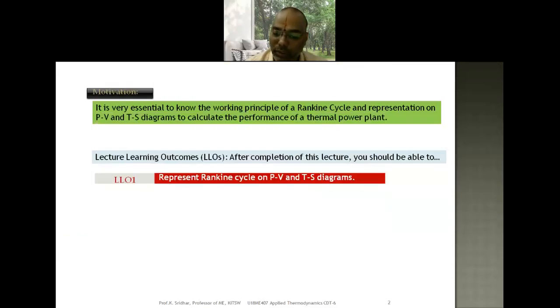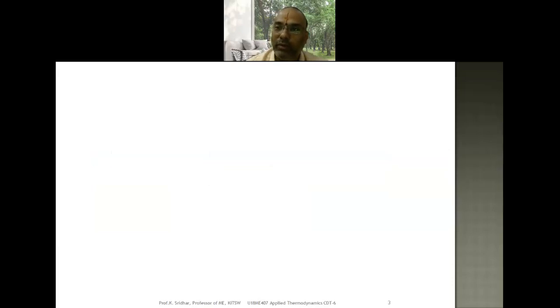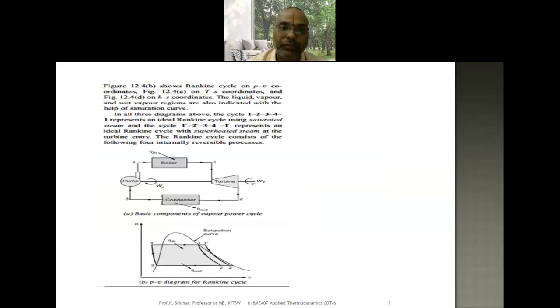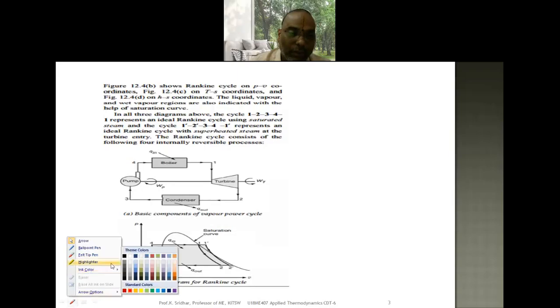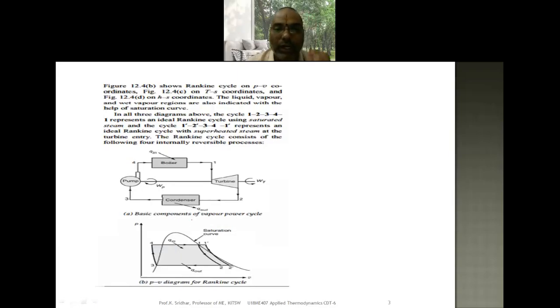At the end of this lecture, I'm expecting the outcome that you can represent the Rankine cycle properly on the PV diagram as well as on the TS diagram. So first of all, you have to plot it. How can you represent this Rankine cycle?